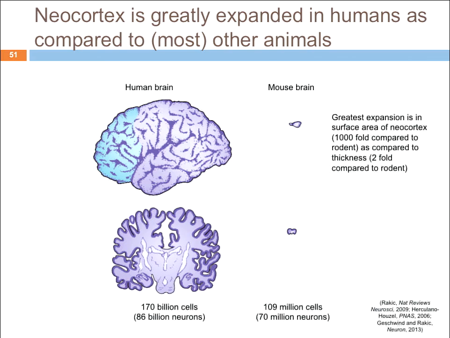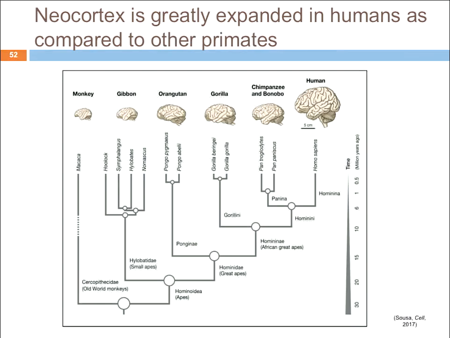The biggest difference between human and mouse brains is that human brains have a 1,000-fold bigger cortical surface area, whereas they only have a 2-fold bigger thickness. So the surface area is greatly expanded in humans as compared to rodents. Surface area is also expanded compared to our closest living relative, the chimpanzee, versus the human.